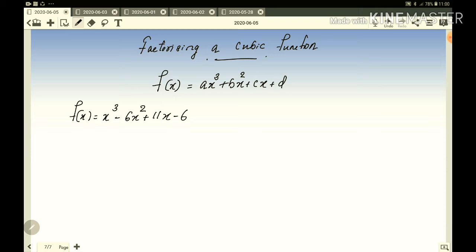Yeah, so now I will explain how to factorize. I will show you 3 methods. You can choose whatever you are comfortable with. Okay, the first one is a synthetic division method. The first one that I am going to show you is a synthetic division method.